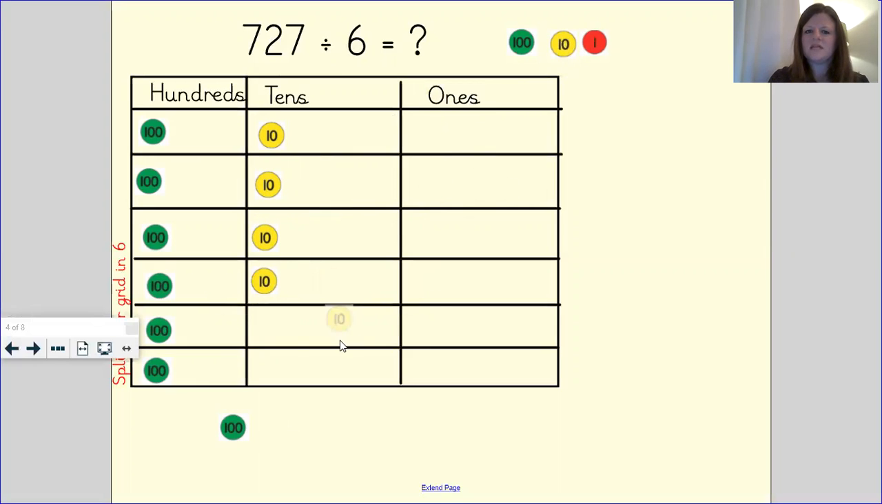Think about 12 tens. Does that share equally into 6 equal groups? 6, 7, 8, 9, 10, 11, 12. And then we've got our 7 ones and we're sharing into 6 groups. Is there going to be a remainder?